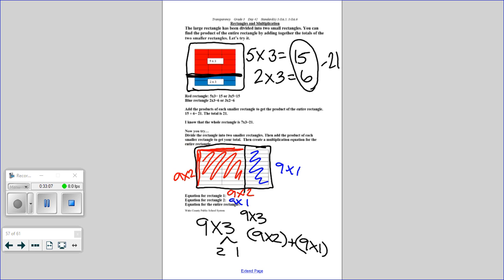Alright, once you have done this, if you haven't finished the other page, you may finish that. After you finish both pages, you can put your math notebook up.